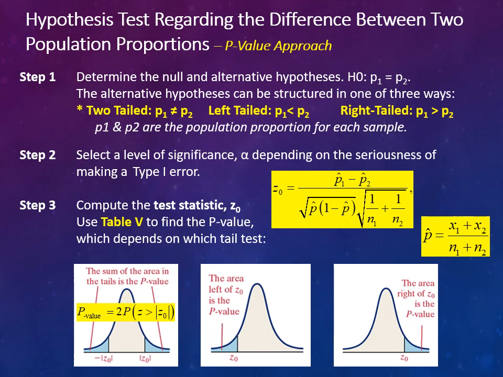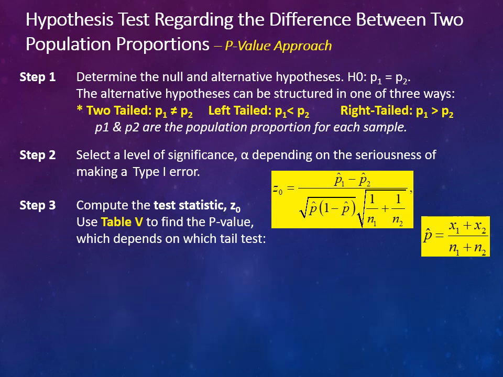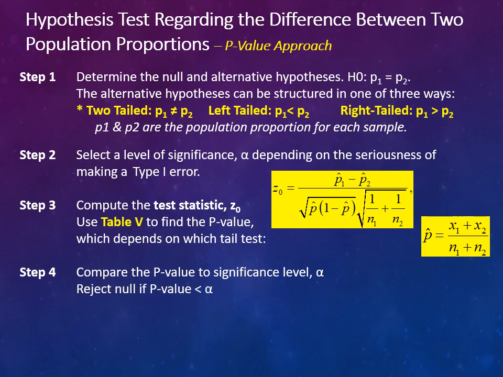For the other two, the p-value is the area to the left of z naught in the left-tailed test, and the area to the right of z naught in the right-tailed test. And then in step 4, we compare the p-value to the significance level. Remember, we reject the null if the p-value is less than alpha, the significance level, and of course we then once again state our conclusions.